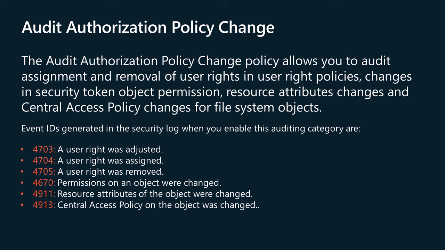The following events will be enabled if you configure auditing through this policy. Audit 703, a user right was adjusted. Audit 704, a user right was assigned. Audit 705, a user right was removed. Audit 670, permissions on an object were changed. Audit 911, resource attributes of the object were changed. Audit 913, central access policy on the object was changed.